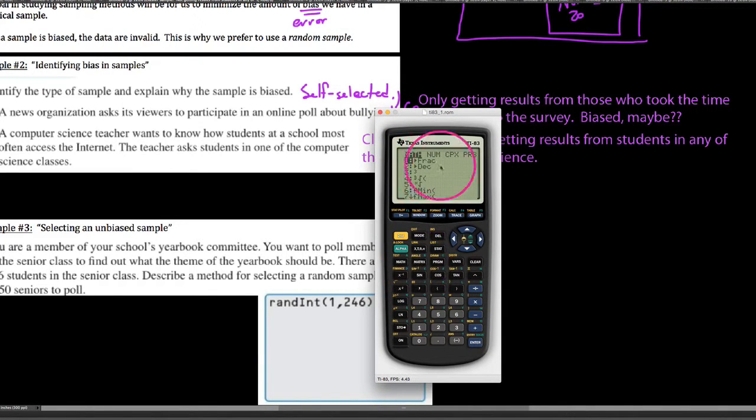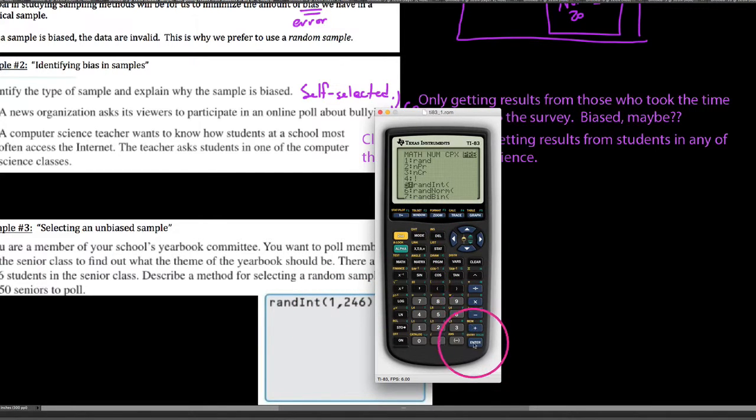In our math menu, over at the top here on a TI-83 or 84, there's this probability menu. As we scroll over here, you're going to notice that random is at the top, but we want random integer because we want a random whole number from 1 to 246. So you see this command here.